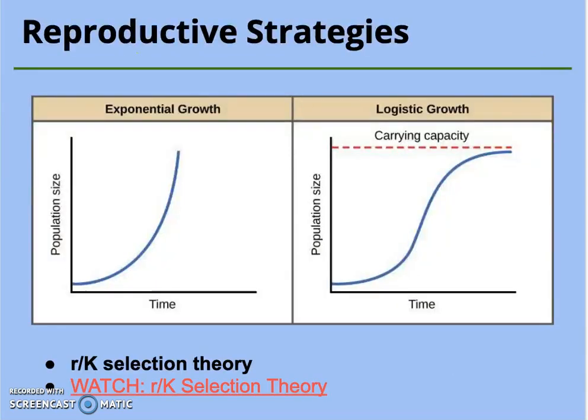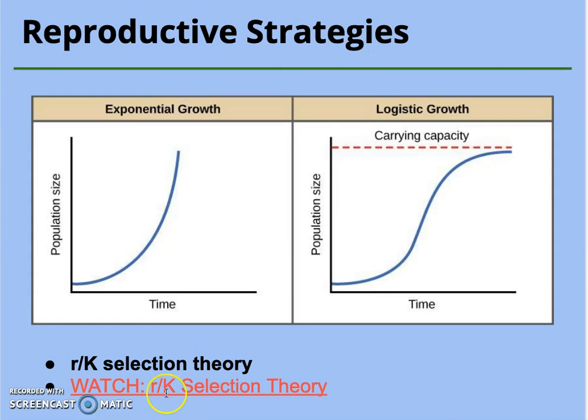The r/K selection theory refers to the reproductive strategy, so the collection of phenotypes that a particular population or species has, that are related to a successful reproductive strategy in a given environment. And it's called the r/K selection theory.